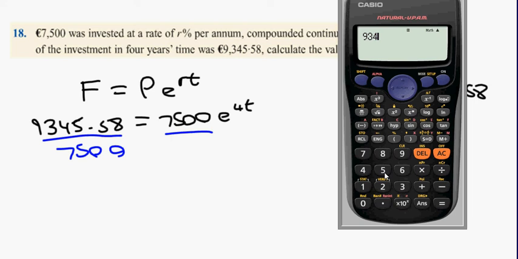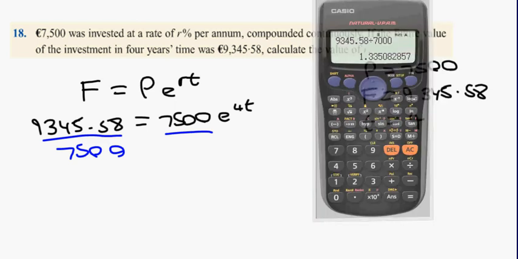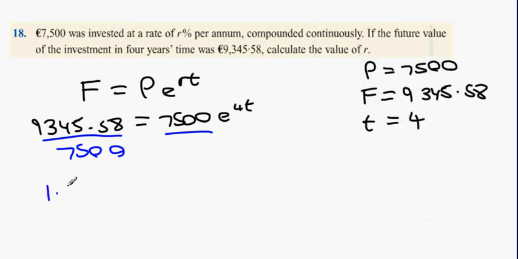9,345.58 divided by 7,500. What we're going to get there is 1.335, okay? So 1.335 equals e to the 4t. Now remember what we can do to separate e from its power. We're going to ln both sides. Oh sorry, t is 4. Sorry guys, this is 4r, not 4t. Excuse me, t is 4, so 4r.